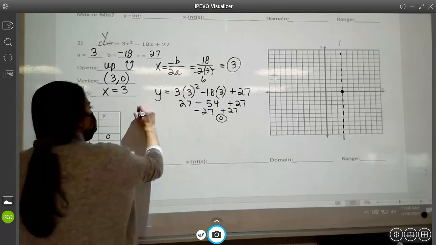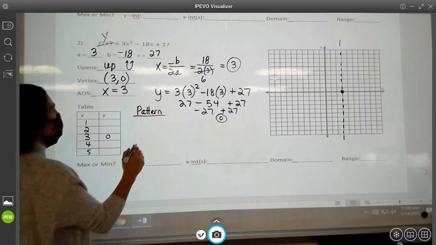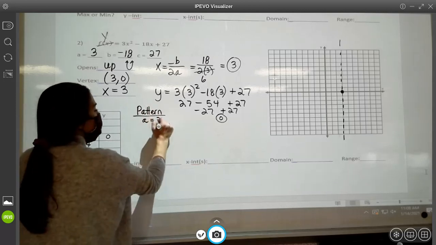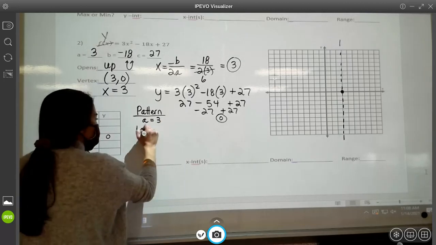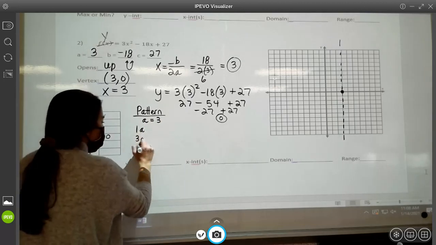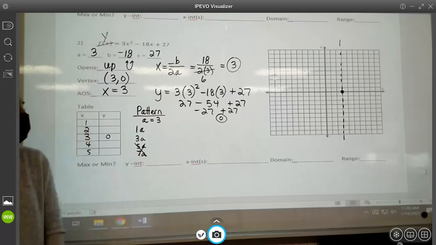Or, let's get ready for that pattern. In this problem, a is 3, because you need a. a is what the pattern revolves around. So now we're going to need some 1a, and some 3a, and some 5a, and some 7a, but really just 1a and 3a.